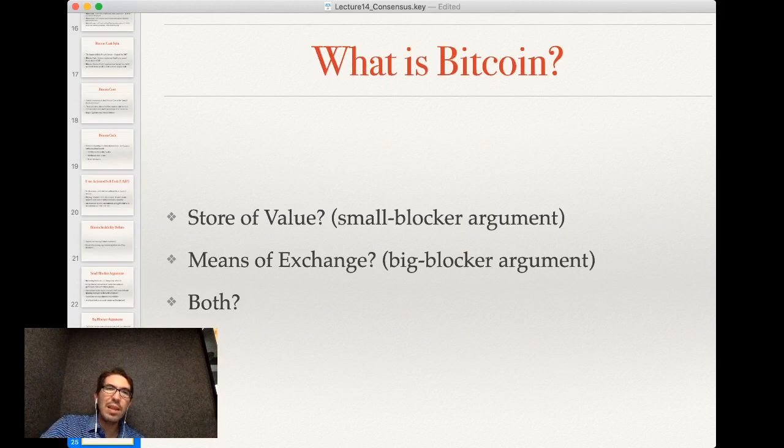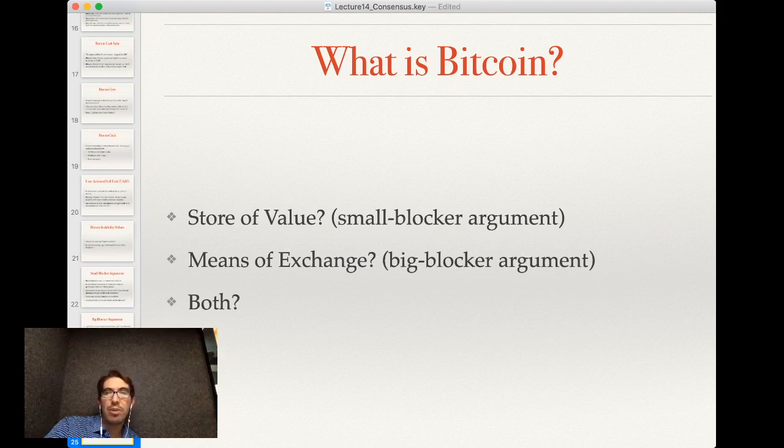So it really boils down to a sort of philosophical difference of what is Bitcoin. Was it a store of value? So this really is the small blocker argument. It's the need to have a functioning network that everyone can use and that can be decentralized. Whereas the big blocker argument, and I realize I'm perhaps simplifying these a bit, is that Bitcoin is a means of exchange. It is a way of purchasing things. And if we make it easy for people to purchase things with it or exchange it, then we'll get more use out of it.